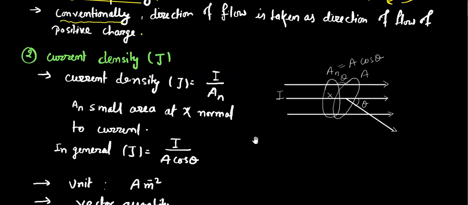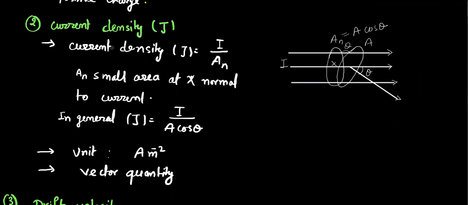Now we are going to discuss current density. In mathematical form, current density is expressed as the ratio of current to the cross-sectional area which is held perpendicular to the direction of flow of current. In general, its expression is I upon A cos theta, where A cos theta is the component of area which is perpendicular to the direction of flow of current.